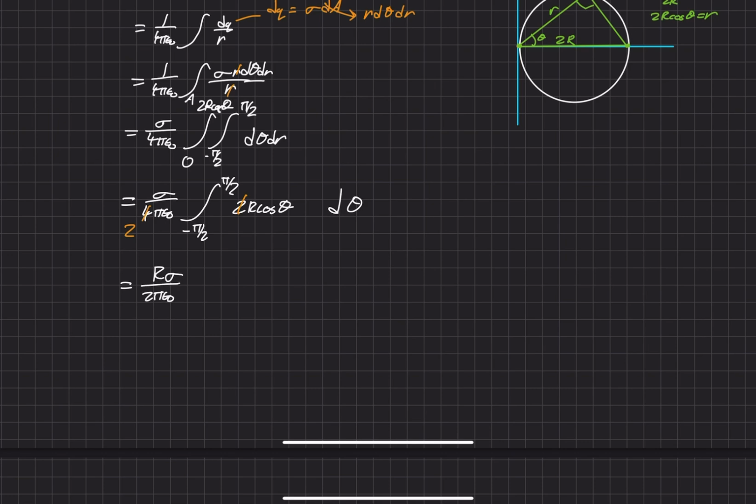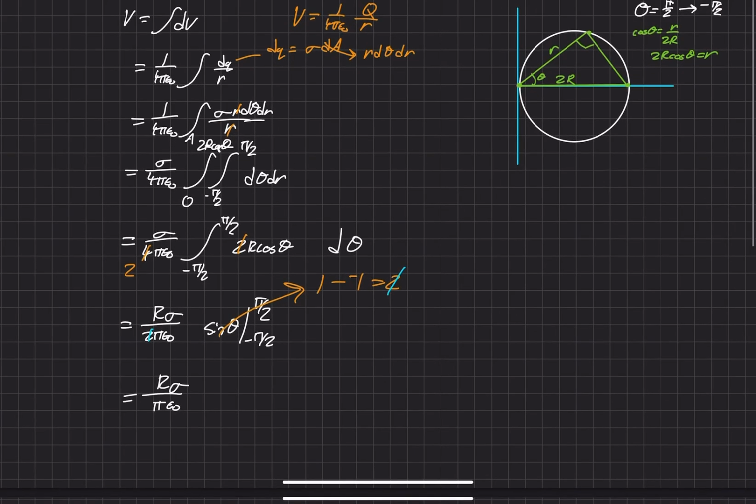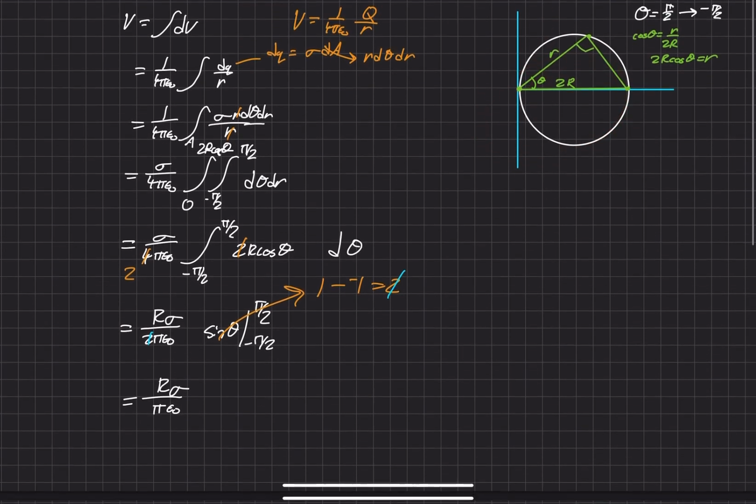And then now we just have the integral of cosine d theta evaluated at these limits. So we know that's just sine theta evaluated from pi over 2 to negative pi over 2, which is pretty easy. That's just equal to 1 minus a negative 1, which is equal to 2. That 2 will cancel out with this 2, and that's left with our final answer, r sigma over pi epsilon naught. And that is our value for the electric potential evaluated at that point.